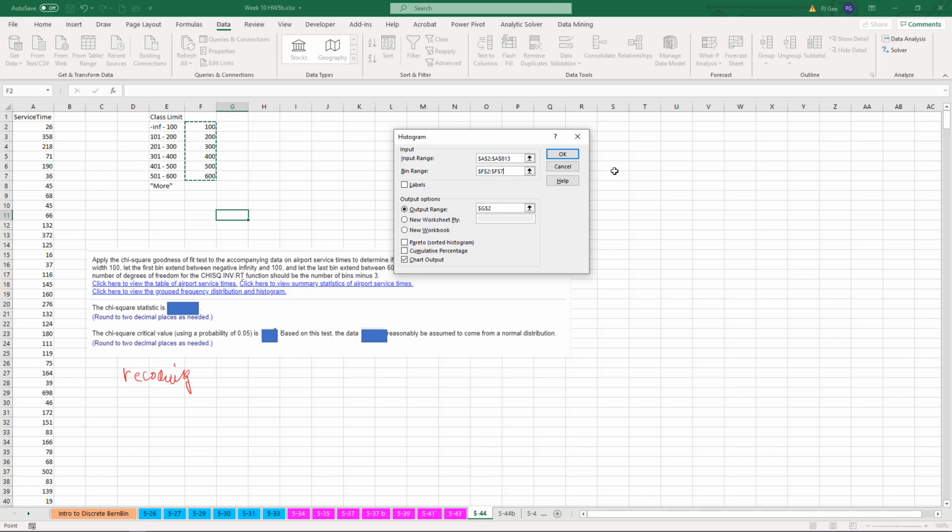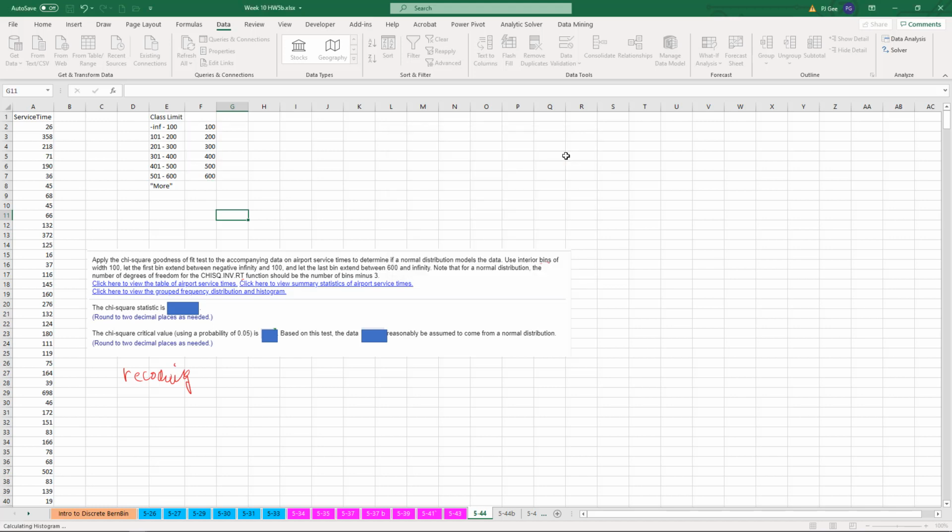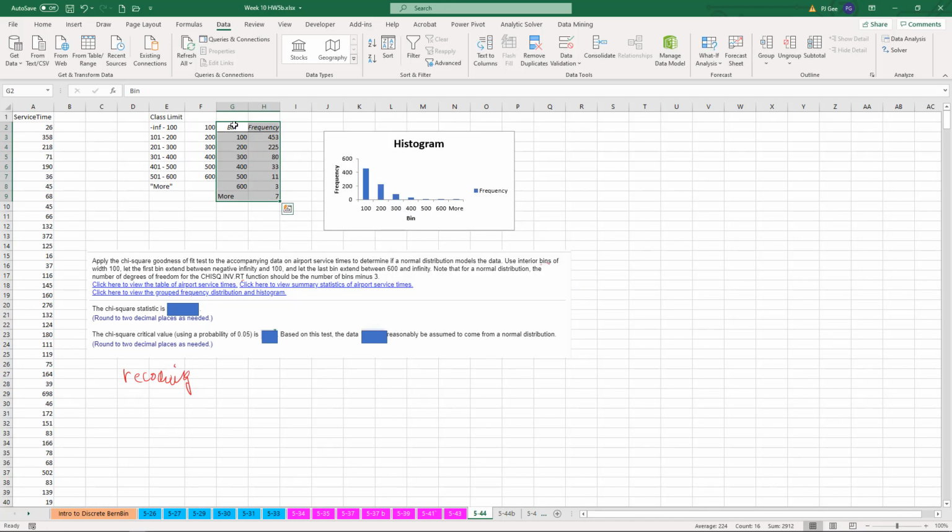Okay. And we are going to say everything's fine. We don't have a label there. We put the upright range. We don't want any of these other things. And say OK. Boom. Okay. So we put it right here in the G column.